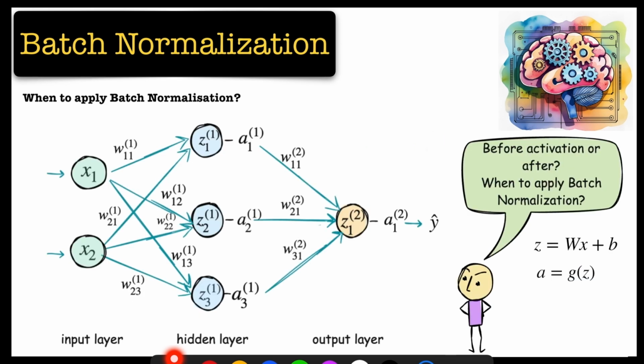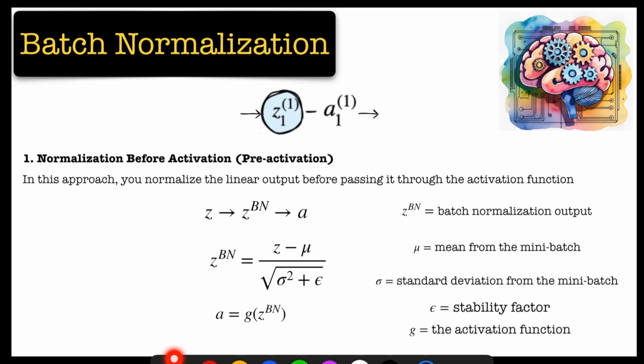Now, when do we apply batch normalization? This is one detailed image of a neural network. In the Z layers, we compute some linear output, Z equals Wx plus b, and then pass it through the activation function g to get the activation output A. So where do we apply batch normalization, before this activation or after this activation? That is something to think about.